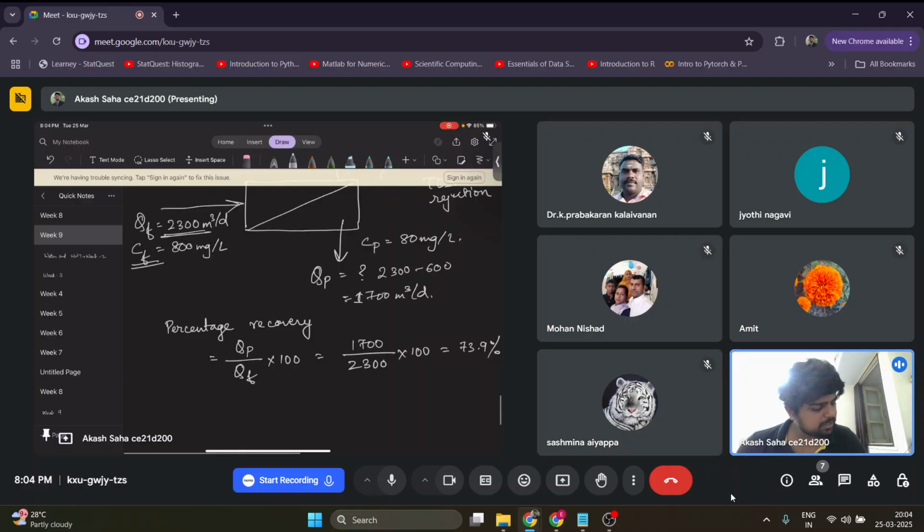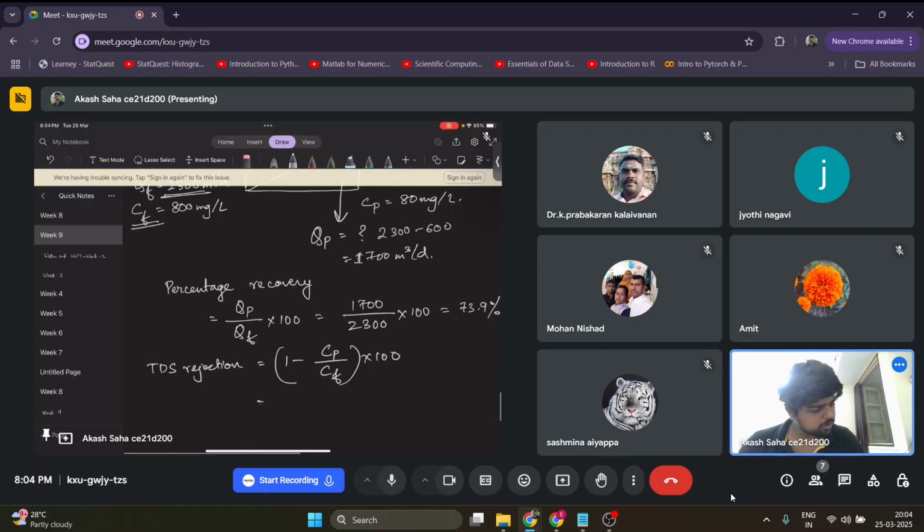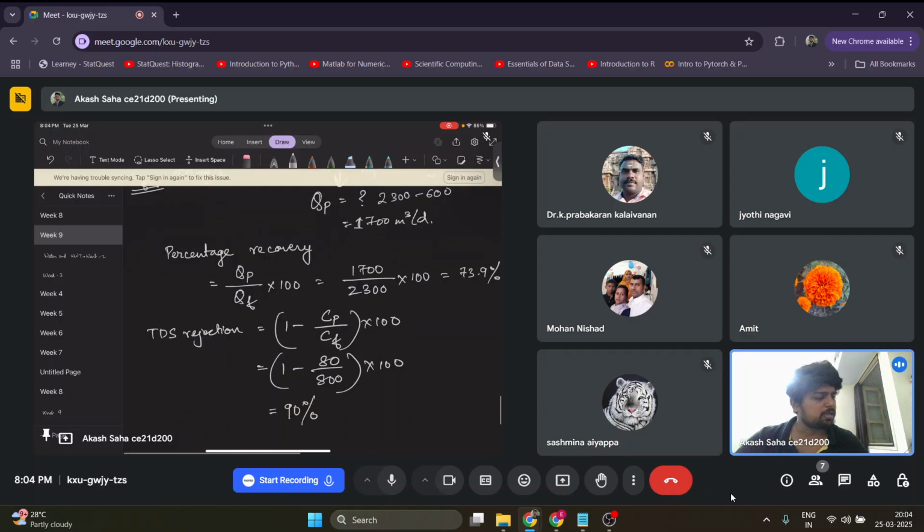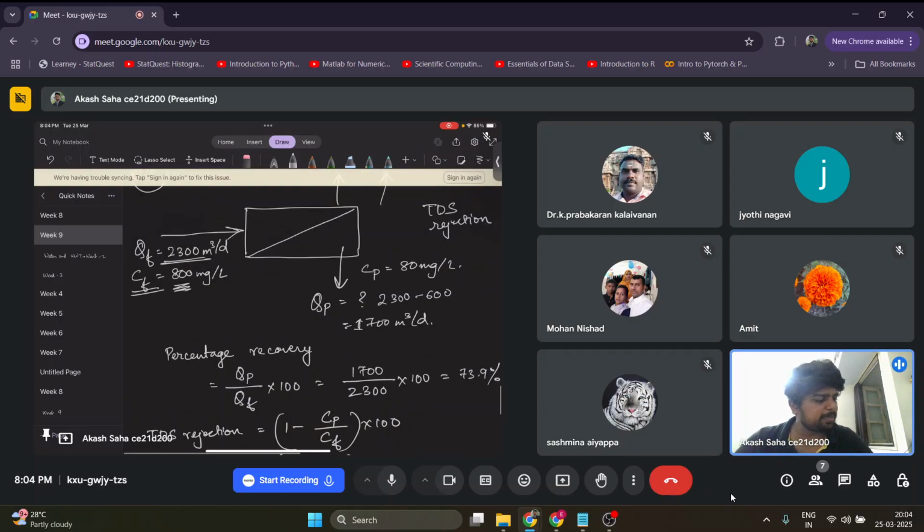So my TDS rejection will be nothing but 1 minus Cp by Cf into 100. So it will be 1 minus 80 by 800 into 100. So it will be around 90%. So 90% of the TDS is getting rejected. You can see from 800 it has become 80. So 90% has been removed.